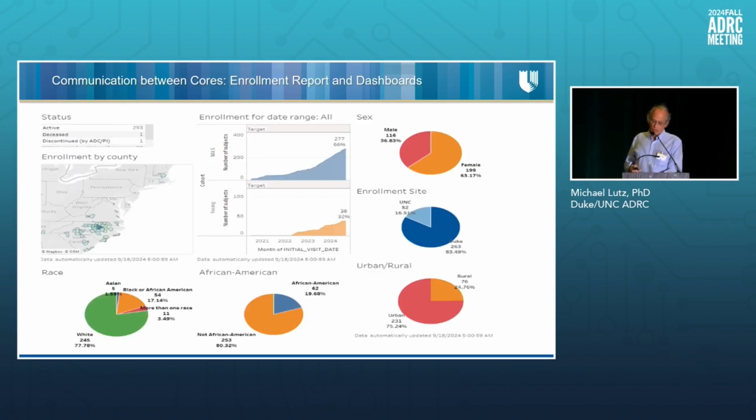Communication between the cores was also emphasized by our external advisory board. We're using dashboards such as this enrollment dashboard implemented in Tableau to facilitate communication between the cores and to enable report generation and for internal planning and management. Several different types of graphs are used. One strength of Tableau is the geographical map that shows enrollment by county.